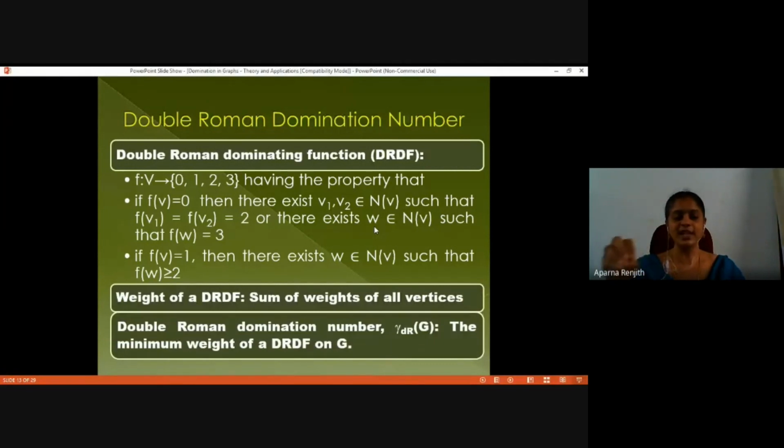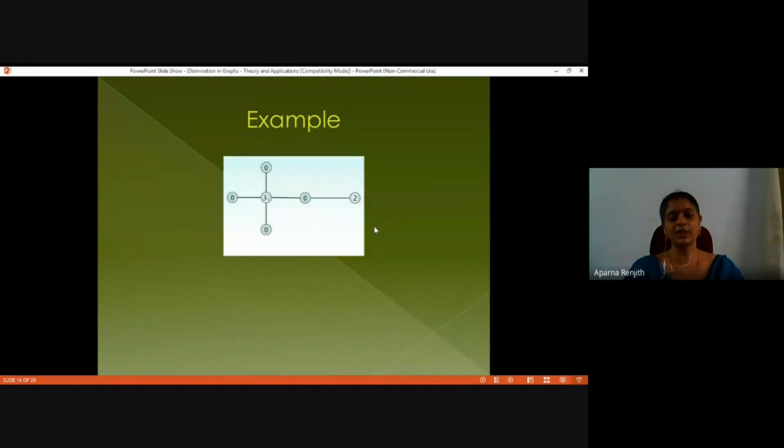Again, the weight of a DRDF, double Roman dominating function, as we call it in short, is the sum of weights of all the vertices, and the minimum possible weight is called the double Roman domination number. I am giving you the same example. At places where I had placed 2, I have replaced it by 3, and 1 is replaced by 2. So this gives me a double Roman dominating set, but this need not be the case always.